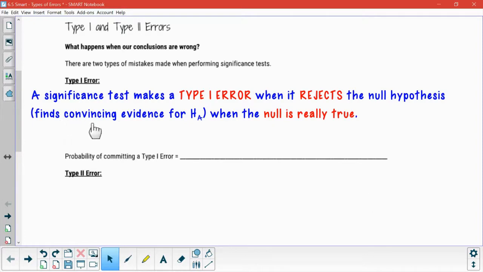So a significance test makes a type 1 error when it rejects the null hypothesis, meaning it finds convincing evidence for the alternative, when the null is really true. So we reject the null even though it's true. So we make a type 1 error. And the probability of committing a type 1 error is our significance level, alpha.